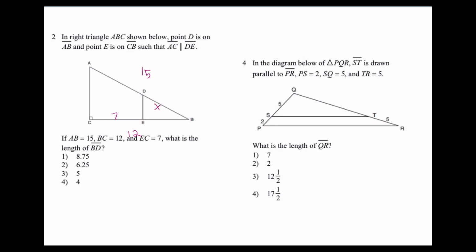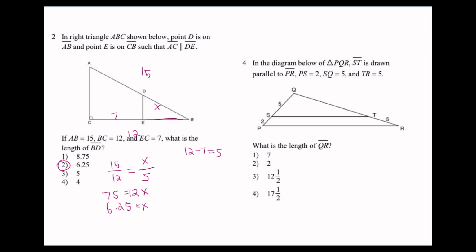So what we can do is set up a proportion. So 15 over 12 is equal to x over, we have to do 12 minus 7 to get this length right here, which is 5, x over 5, and we can just cross multiply. So 15 times 5 is 75, which is equal to 12x, and divided by 12, we get 6.25. So the answer is number 2.